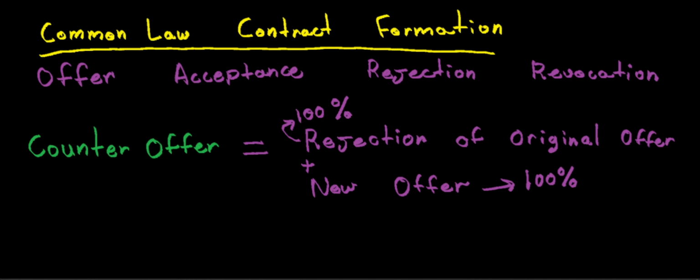So the only way to get the formation of a contract in common law is for there to be an acceptance of 100% of the contract. If it's 95% of the contract, that is a rejection of the contract. So if you make a counteroffer under the common law, that means that you are rejecting the offer.